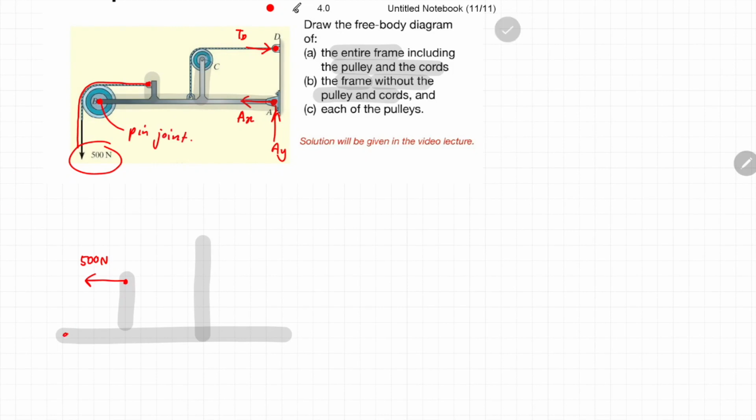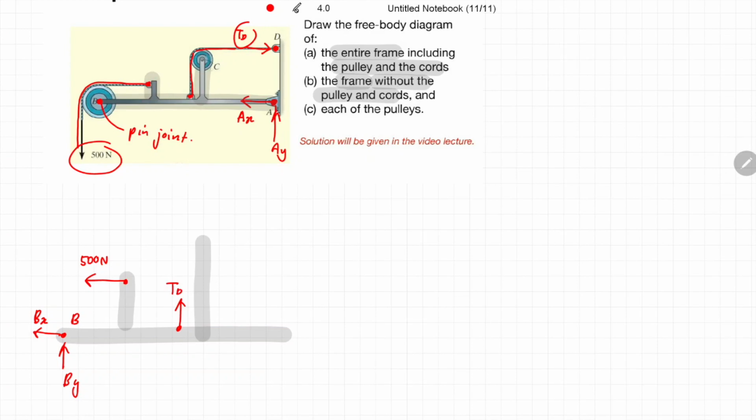For a pin type of connection, the pulley cannot move in either the X or the Y direction. Therefore, there is a reaction force at point B in the vertical direction, which we are going to call BY, and also in the horizontal direction, which we are going to call BX. So what else is connected to the frame? If you look carefully, there is a cord connected to this frame, and the magnitude of the cord we call TD. Accordingly, the direction of the force caused by the cord can be redrawn like this.